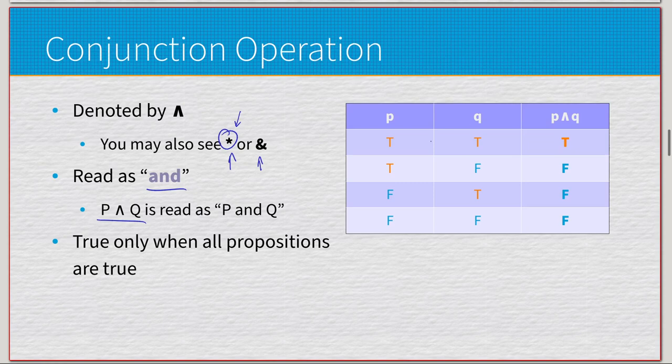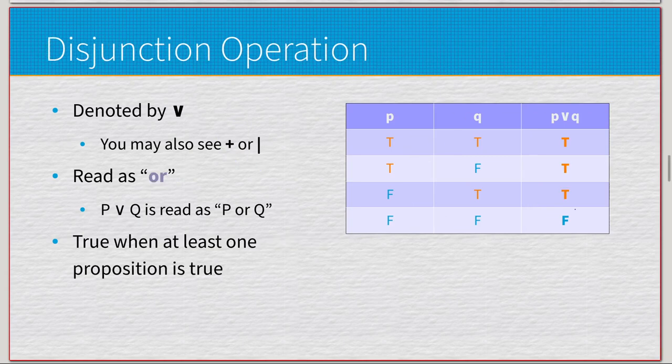So if we take this and do multiplication on all of these, and we convert our trues to 1 and our falses to 0, then you can see that 1 times 1 is 1, and all the rest of them have multiplication by 0, so they'd all be 0. Convert those back, and you get true, false, false, false.